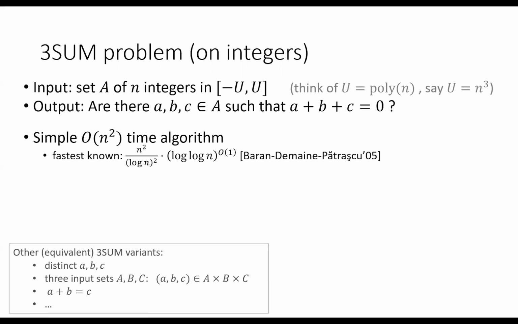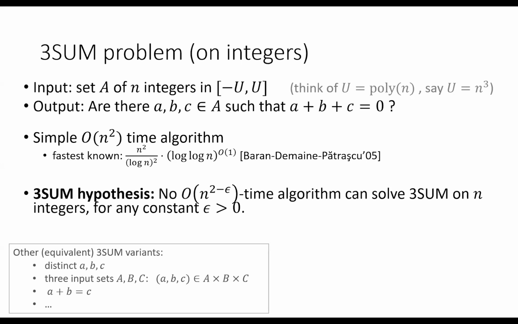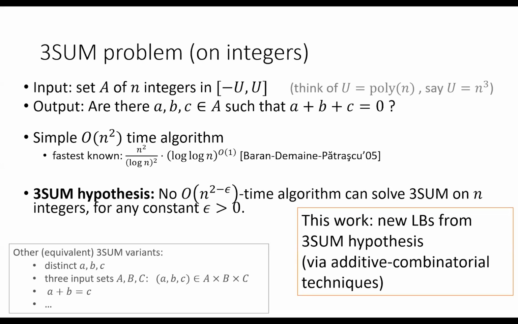The threesome problem has a very simple n-squared time algorithm, but currently the best-known algorithm only improves it by a polylog n factor, and this has led to the threesome hypothesis, which conjectures that there is no truly subquadratic time algorithm solving threesome. This is one of the three central conjectures in the fine-grained literature, and it has a lot of implications in conditional lower bounds. In this work, our contribution is to prove new lower bounds from the threesome hypothesis for various problems using techniques from additive combinatorics.